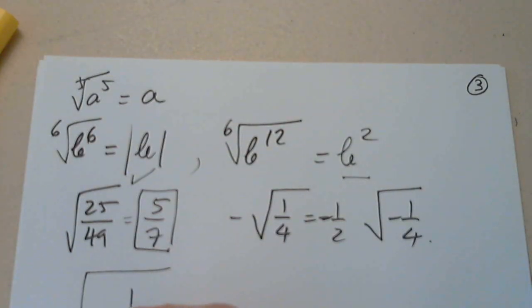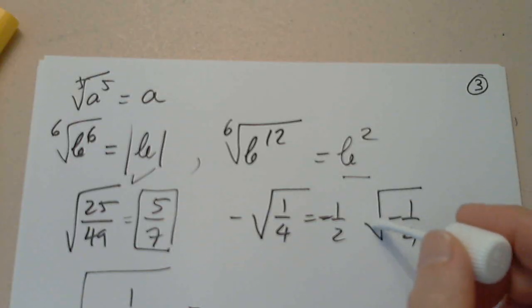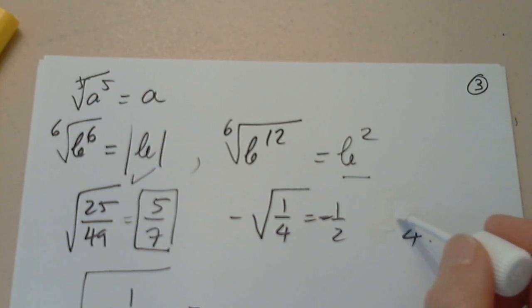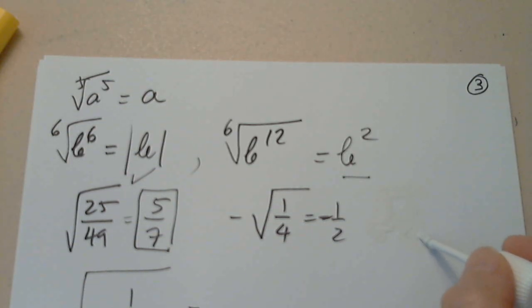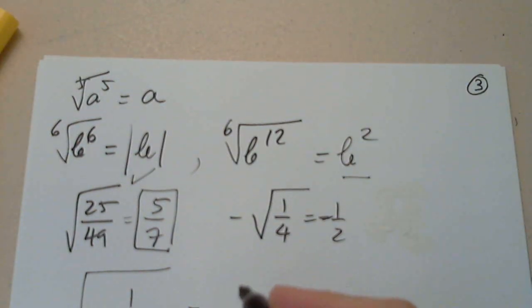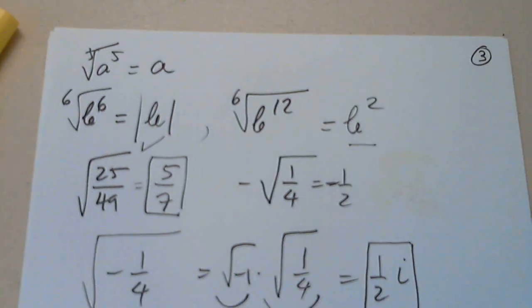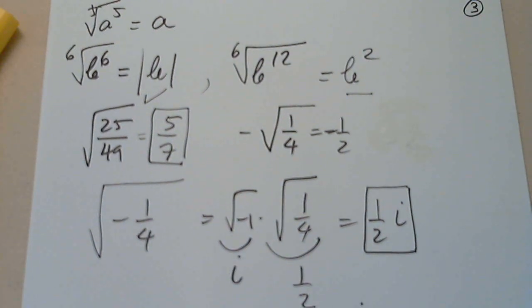Now, let's discuss the square root of negative 1/4, because it is a totally different story. As we just discussed today, I have to split the radical into the square root of negative 1, and then the square root of 1/4. I know the square root of 1/4 is 1/2, and I know that the square root of negative 1 is i. So this will be 1/2 i. And there is no other simplification or step.